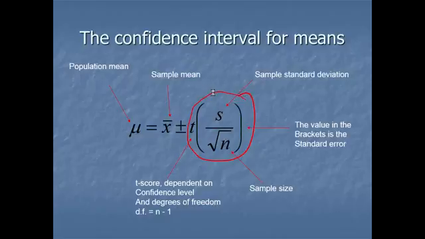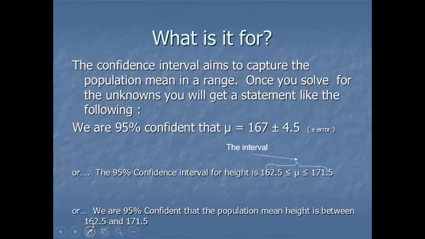And here is the formula for the confidence interval for means. So this is the population mean. This is the sample mean. And this is a calculation of plus or minus a little bit. Hopefully it's a little bit. You don't want it to be too large. So you're adding a little bit on top and subtracting a little bit below. And so each of these, the t-score, you look up in the t-tables. Then the sample standard deviation, that's the standard deviation calculated from the sample, and the sample size. And this bit is the standard error.